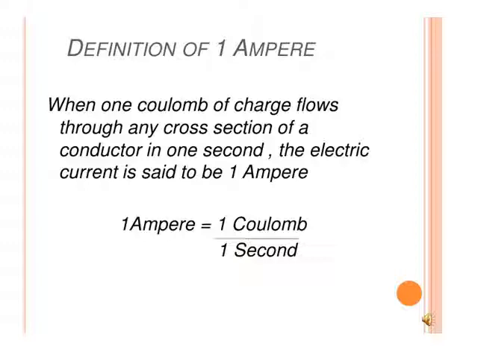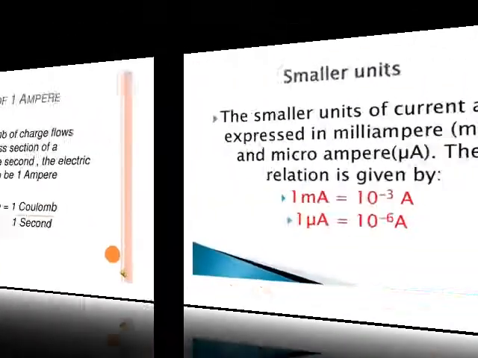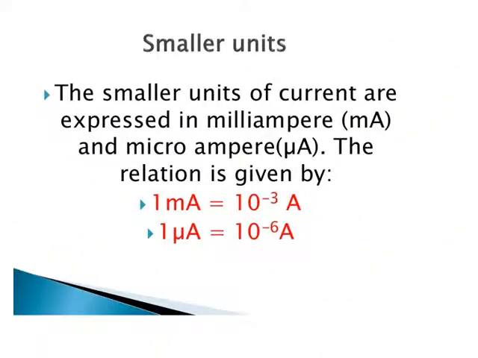When 1 coulomb of charge flows through any cross section of a conductor in 1 second, then the electric current is said to be 1 ampere. So children, this is a very important definition which you have to remember. Now let us look at the other units of current.